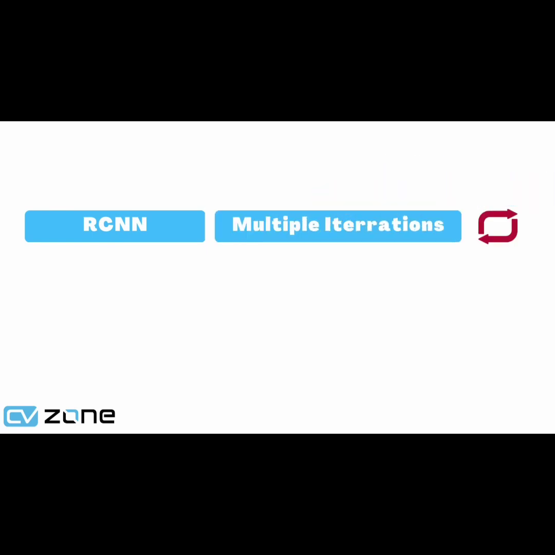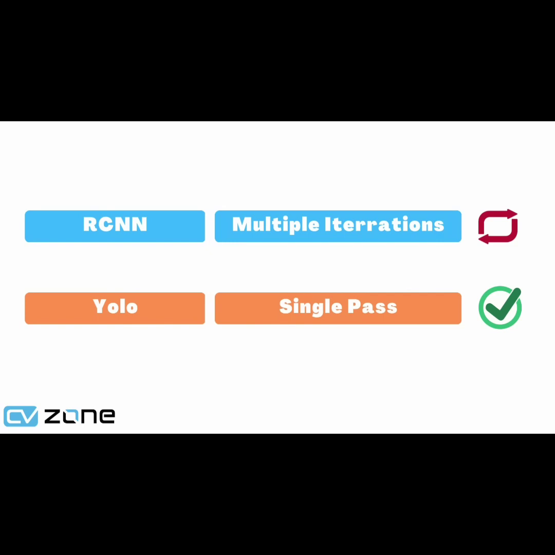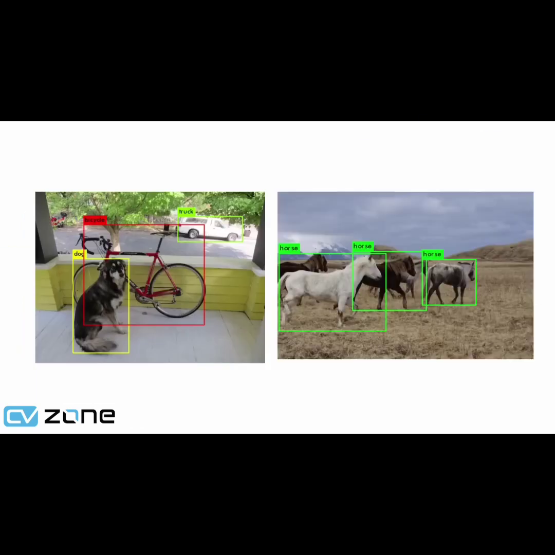Methods like RCNN used region proposals to perform multiple iterations for the same image, while YOLO gets it done in a single iteration. This makes YOLO more efficient even though the architecture of YOLO is based on convolutional layers similar to its predecessors.